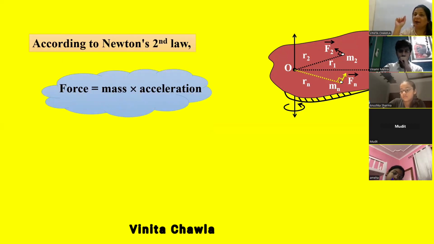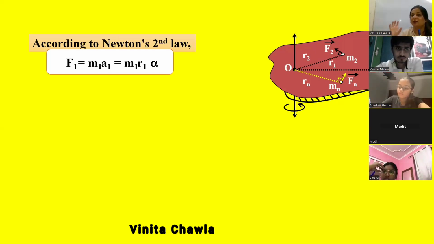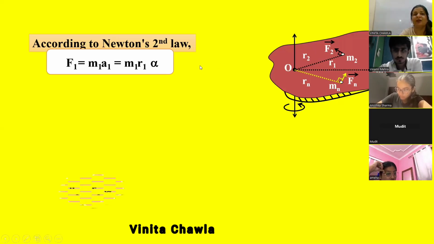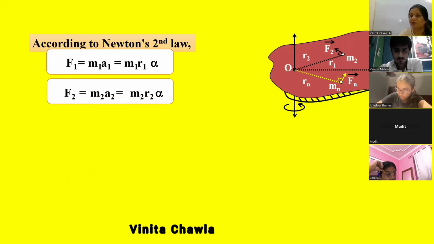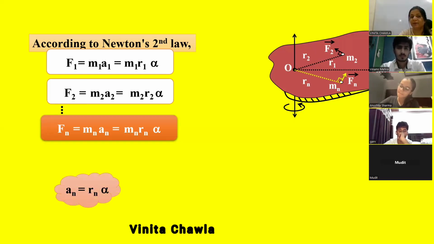We considered different particles; we know all their masses, their distances from the axis of rotation, and their accelerations, right? So we can write individual forces. F1 is on the particle of mass m1, so it's m1 a1, and a1 is r1 alpha. Alpha is angular acceleration. Similarly, F2 is m2 a2 and a2 is r2 alpha. Similarly, for the nth particle, we can write mn an, and an is rn alpha. Okay?